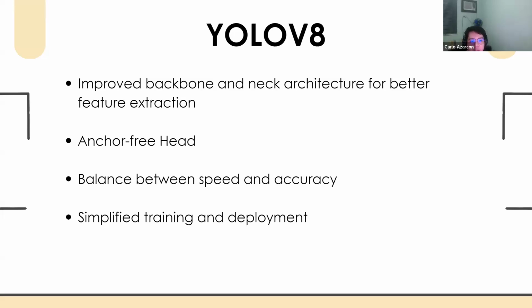So here are basically the contributions of YOLOv8. YOLOv8 has an improved backbone and neck architecture for better feature extraction. Next, it borrows the idea of anchor-free detection from YOLOv6, where it applies that to its detection head. Then next is the balance between speed and accuracy. And lastly is the simplified training and deployment through their Ultralytics library.